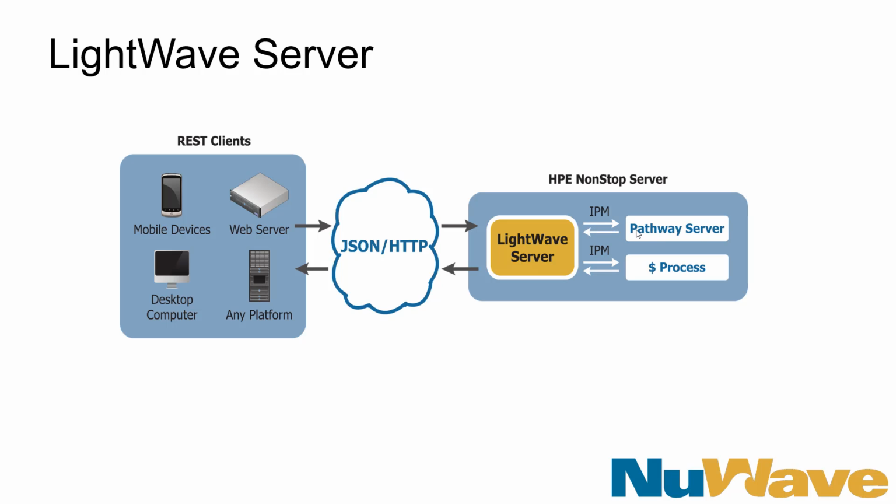So the back-end application receives the IPM, processes that request, returns a reply back to LightWave Server, who transforms that back into a JSON response and sends it back to the original REST client. And as you can see, REST clients can be of a wide variety of types of device, from mobiles to web servers to any other platform in enterprise, and even voice-driven solutions like Amazon Echo type devices.